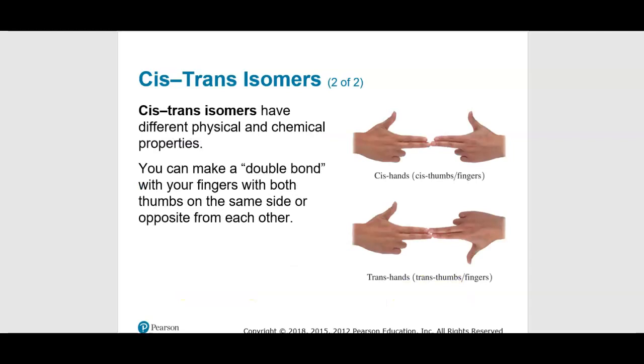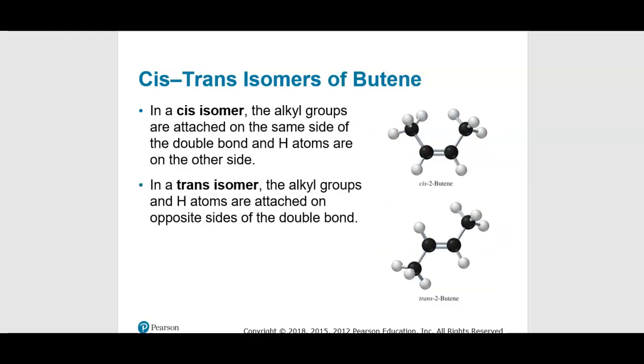So there's again, the cis and trans is a duplicated slide, but it's nice enough to repeat it. You can make a double bond with your fingers, and both thumbs can be opposite, in which case they're trans, or the same side, in which case they're cis. A lot of alkenes exhibit cis-trans isomerism.